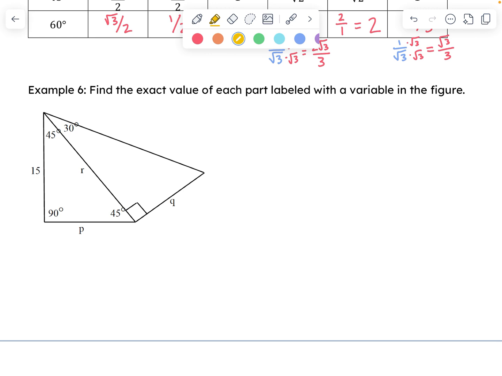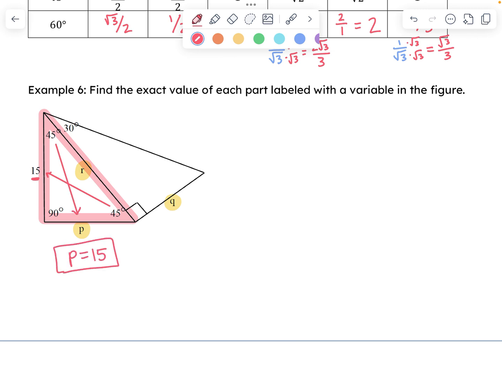So it says find the exact value of each part labeled with a variable in the figure, which means we need to find P, Q, and R. I would start over here with this triangle that has a side labeled. It tells me over here that this side is 15, and that's across from a 45-degree angle, which means down here across from this 45-degree angle should be the exact same side length. So P would be 15.